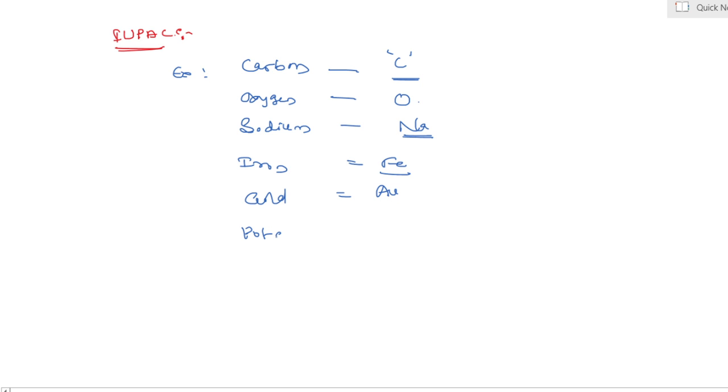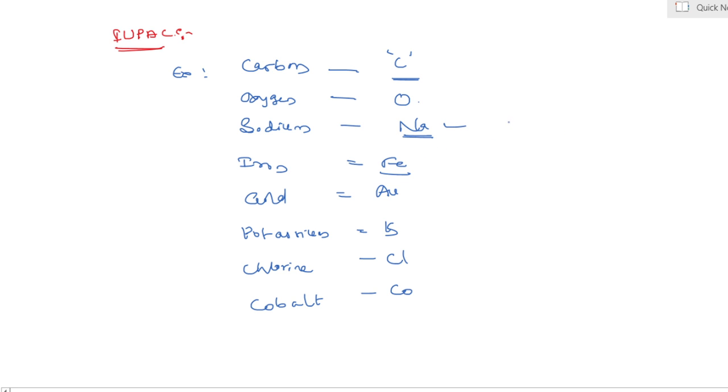Potassium, K, from kalium. Chlorine, Cl, from chloros, a Greek word. Cobalt, Co, came from a German name, which means cobalt.